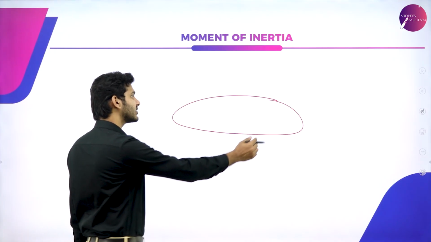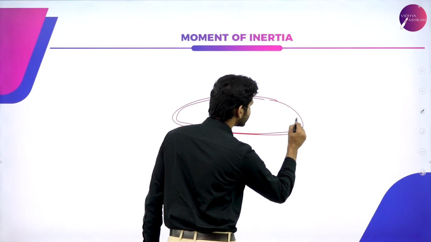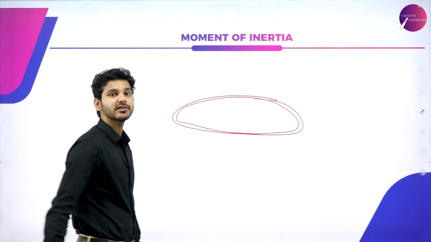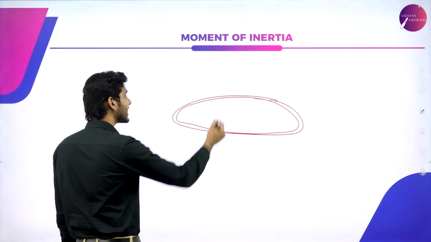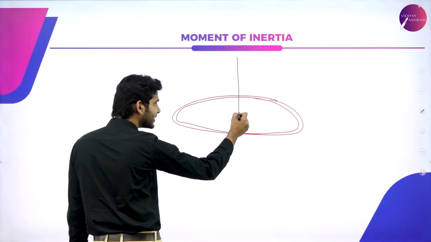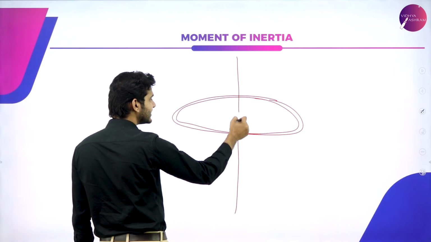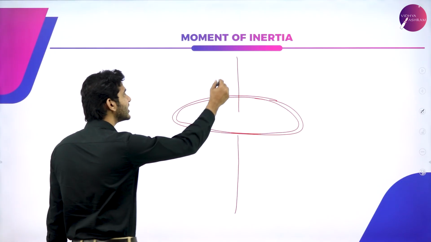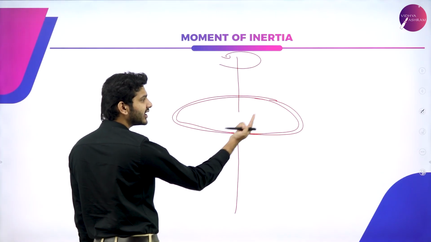So the mass is concentrated around this particular boundary. So this is a thin circular ring. Now, where is the axis? The axis is actually passing through the center like this. Okay, this is the axis, which means the rotation happens like this. In this fashion, it is rotating.